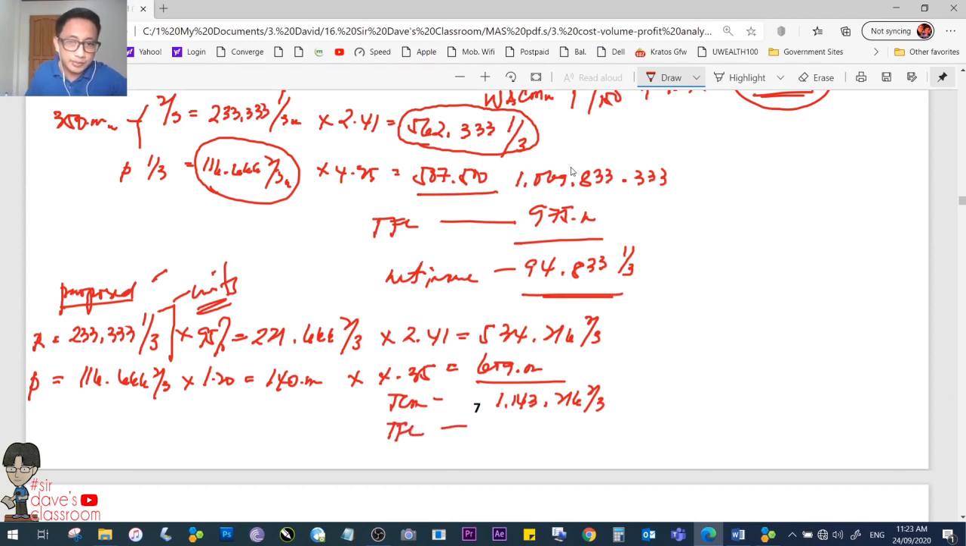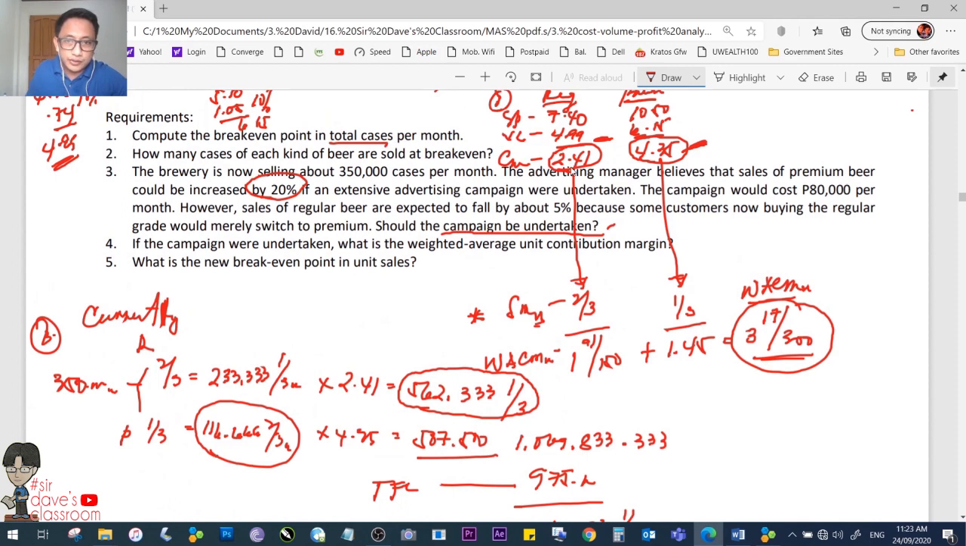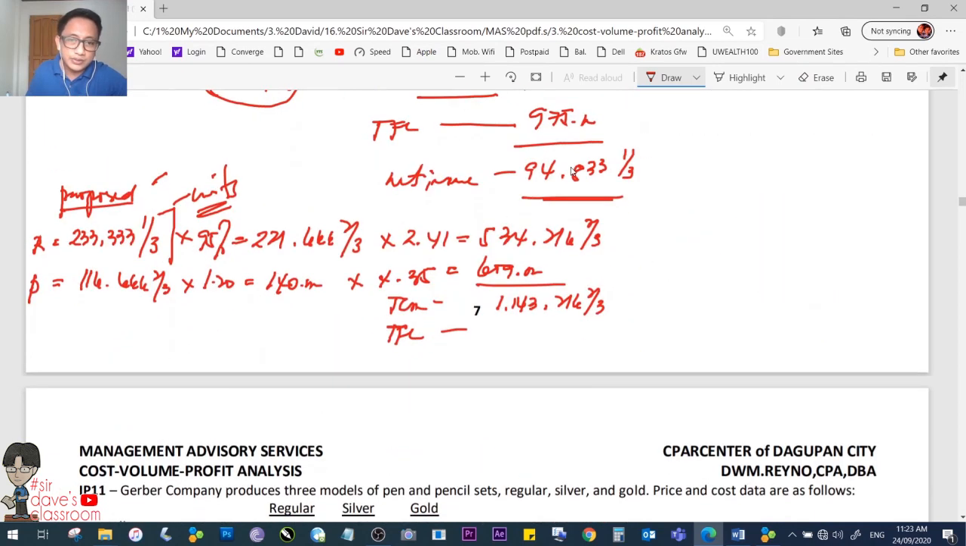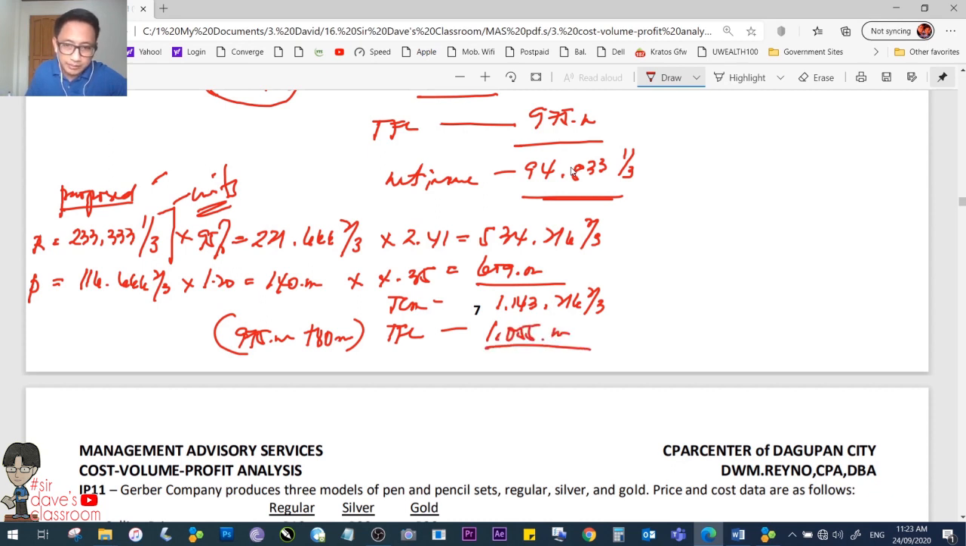Kasi ang sabi dito sa particular requirement na to, there should be an extensive advertising campaign to bring about this change and it would cost 80,000. So yung dati nating 975,000 ay madadagdagan ng 80,000. So the new total fixed cost would be 1,055,000. In turn, the income becomes 88,216 and 2/3. Comparing the two, you should come up with the decision.